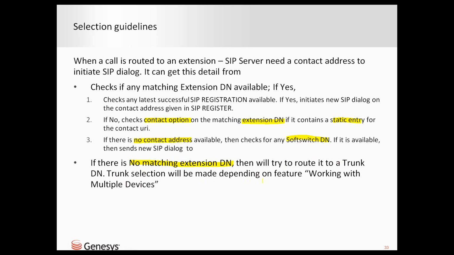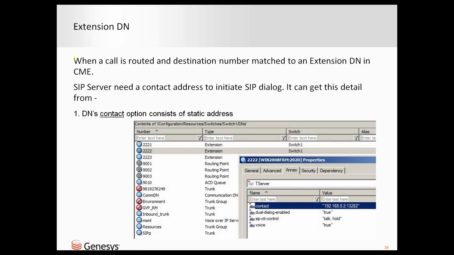Trunk selection, again, will be made depending on the working with multiple devices feature. That means you have geolocation, you have prefix, and several options that narrow down the trunk selection to the best one. So we call it the best route. So the best destination is selected following the working with multiple devices feature. You can follow this multiple devices selection feature and understand the various methodologies it follows to select a destination DN.